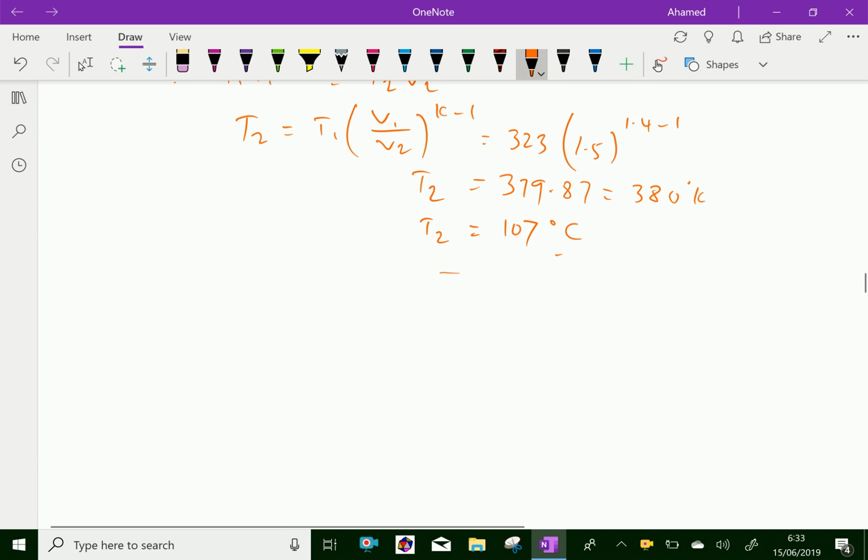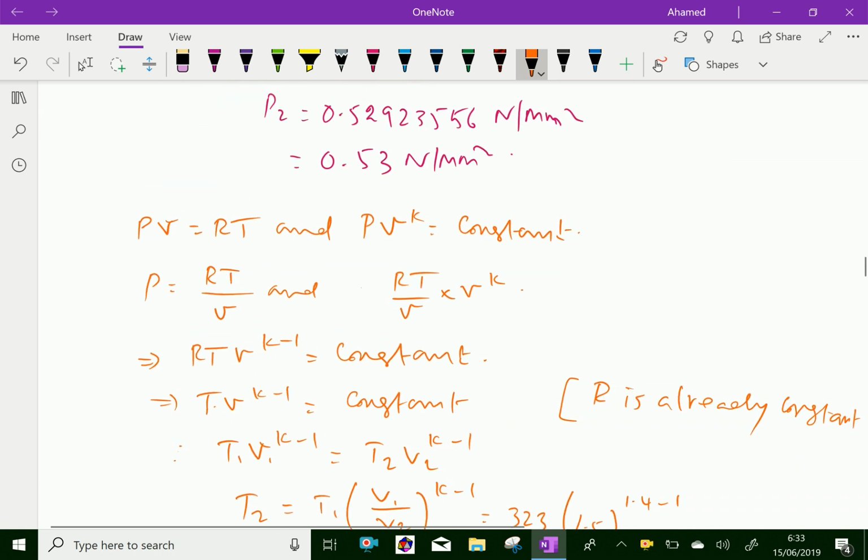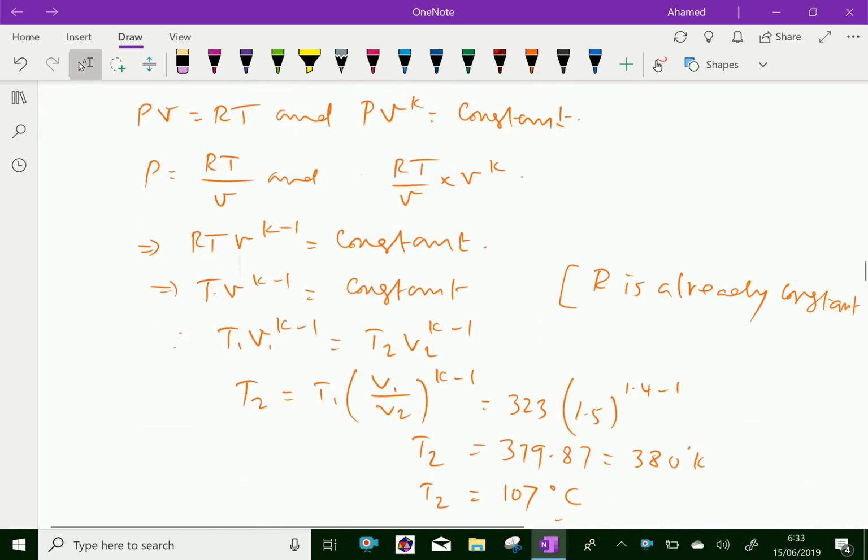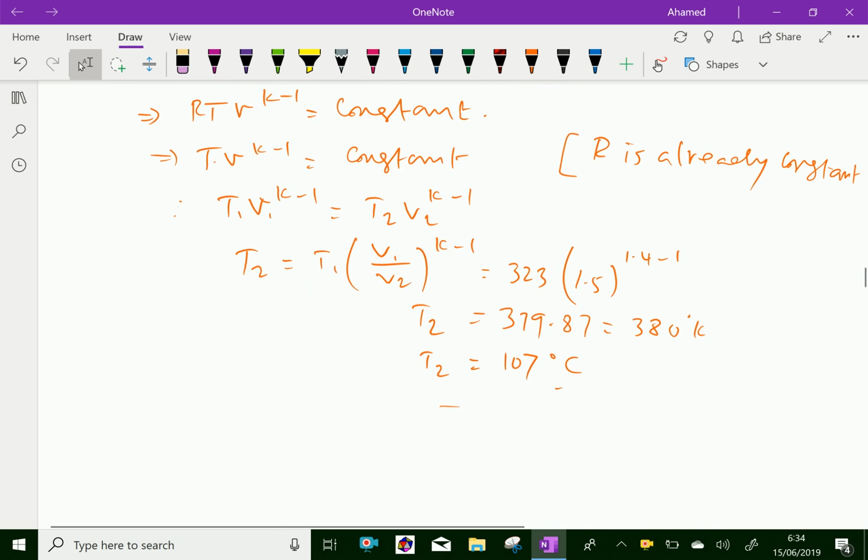Now we got the final temperature in adiabatic process. In isothermal process, there is no change in temperature. So we are finding the final temperature in adiabatic process.